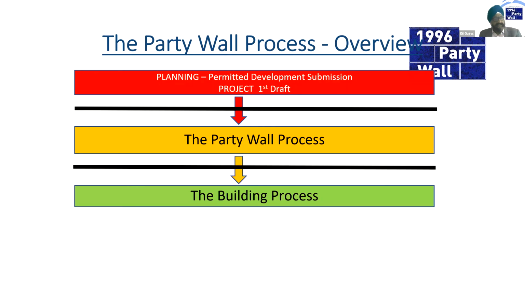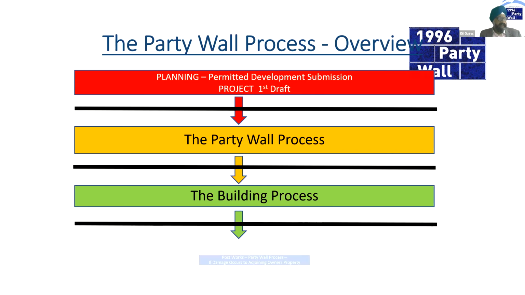So once the party wall process is done, the building work process can start. Now, you can do non-notifiable works, but it's safer to do the party wall process, get it out of the way, so that you've got a baseline of the adjoining owner's property, protecting yourself from false and malicious claims.